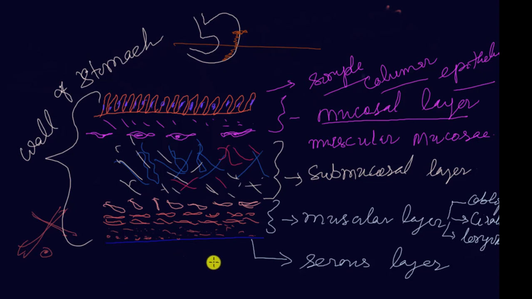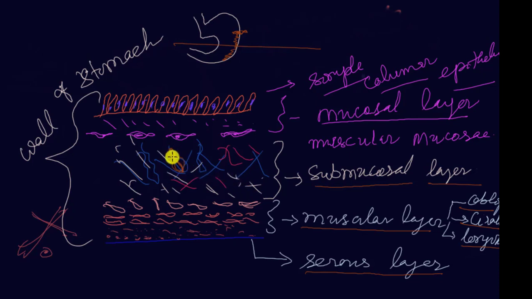The most outer part is the serous layer, that means the peritoneal layer. Then we will find the muscular layer, which consists of your oblique muscle, your circular muscles, and the most outer is the longitudinal muscles. Then deep to the muscular layer, we will find the submucosal layer, which consists of your gastric glands that you can observe over here.